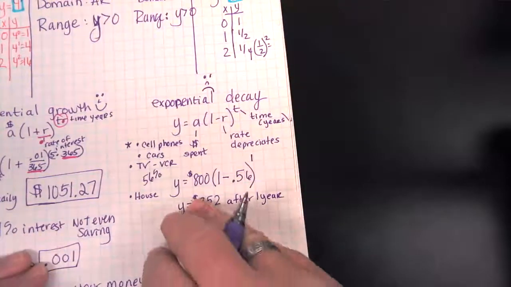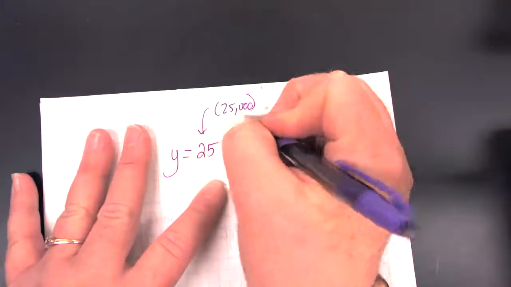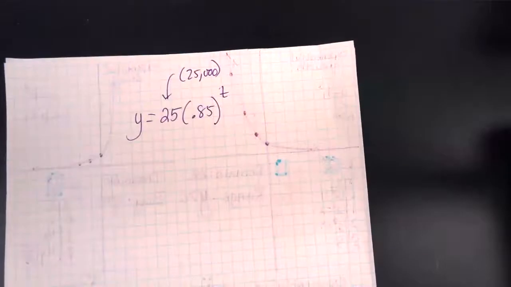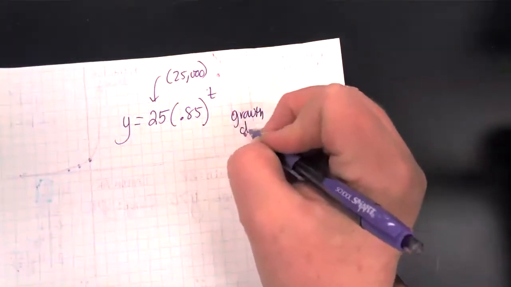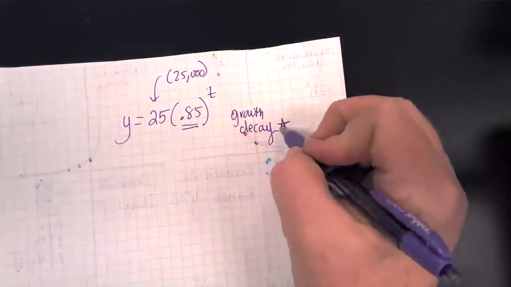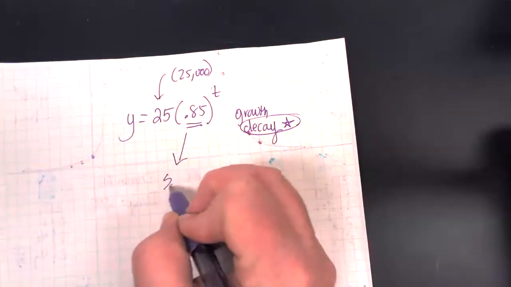So there was a problem on Big Ideas, okay? And on Big Ideas, it said a car, and this was in thousands. So 25 really stands for $25,000 car. And it gave the formula like this, okay? And it asked, is this a growth or decay? Okay, and the answer here is, because this is less than 1, this is a decay problem. So this was a depreciation problem. And then it asked, what is the percent of depreciation?